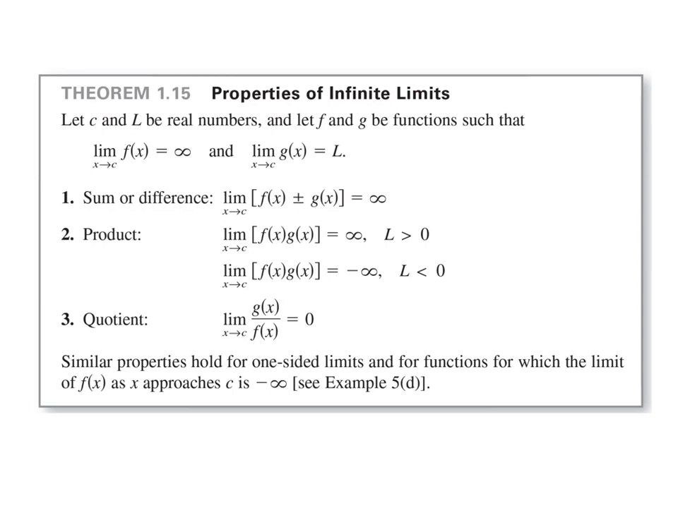And then if you have your quotient, so if you have g on top, so that's the one that has the real number limit, and you divide it by the function's limit that approaches infinity, that limit is going to be 0.